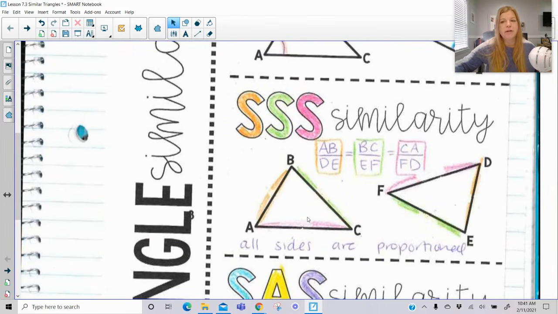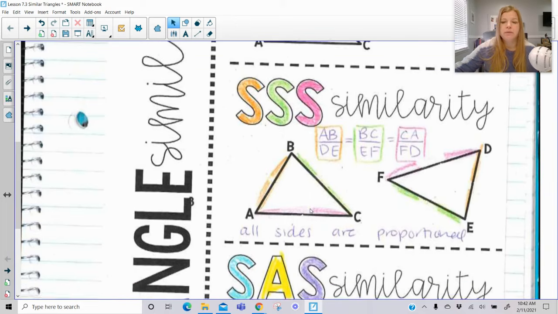Side, side, side similarity. So this is, again, another way we can prove that 2 triangles are similar, if all 3 pairs of sides are proportional to each other, all pairs of corresponding sides. So if I'm able to set up my ratios from one triangle to the next and all 3 are the same scale factor, then that is enough to prove that the 2 triangles are similar to each other. So if I had a 3, 4, 5 triangle and then a 6, 8, 10, if I set up those ratios, it's just really a 1-to-2 ratio, and those would be similar.